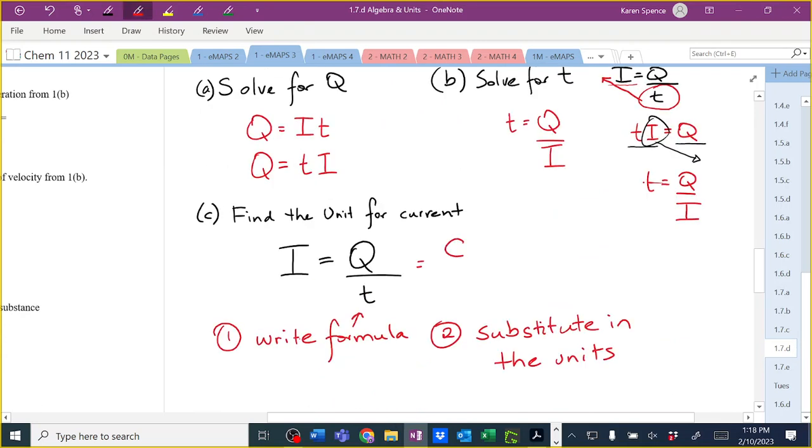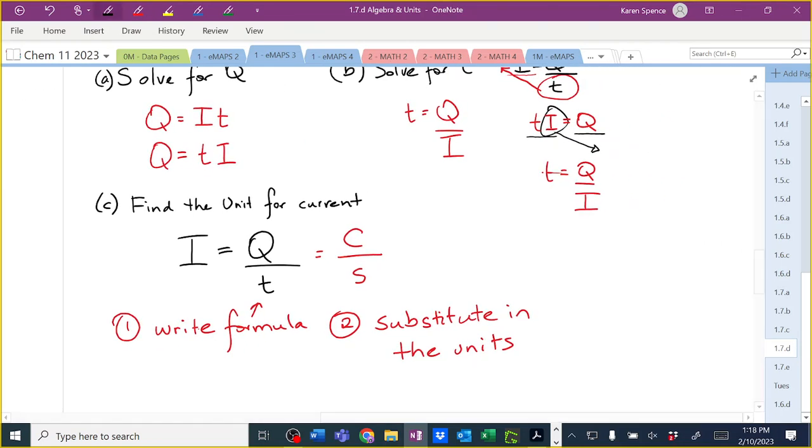Coulomb per, and then we substitute in the unit for time, T. And the unit for time is the seconds, so we write S. So the unit of current is C over S, which is coulombs per second.